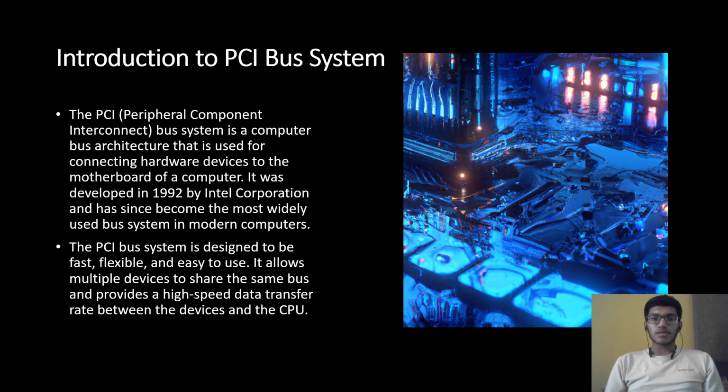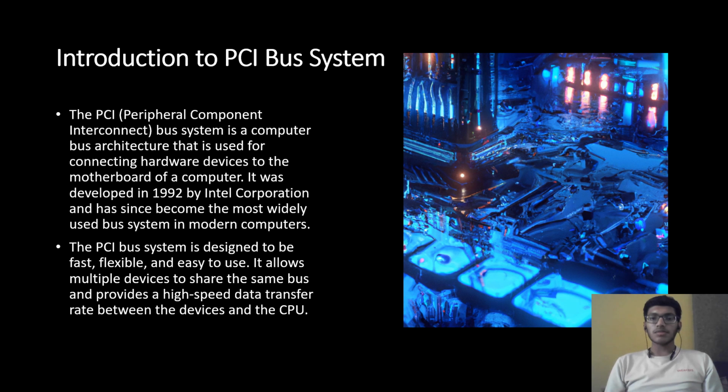So what is the PCI bus system? The full form of PCI bus system is Peripheral Component Interconnect bus system. This bus system is a computer bus architecture that is used for connecting hardware devices to the motherboard of a computer. So basically it provides the path for data from the device to the motherboard. It was developed in 1992 by the Intel Corporation and has since become the most widely used bus system in modern computers. Today, the PCI bus system is used in most computers.